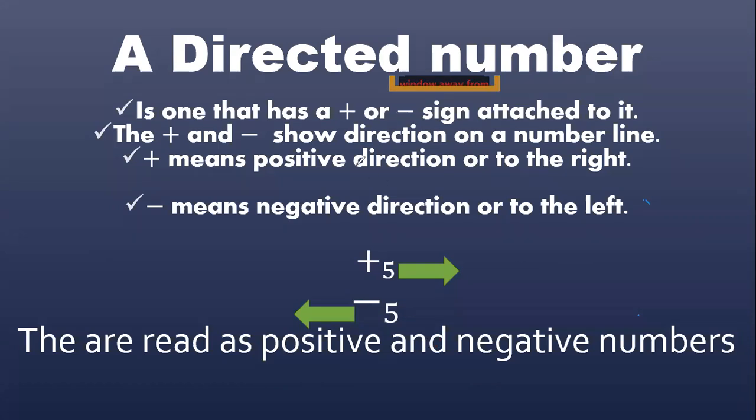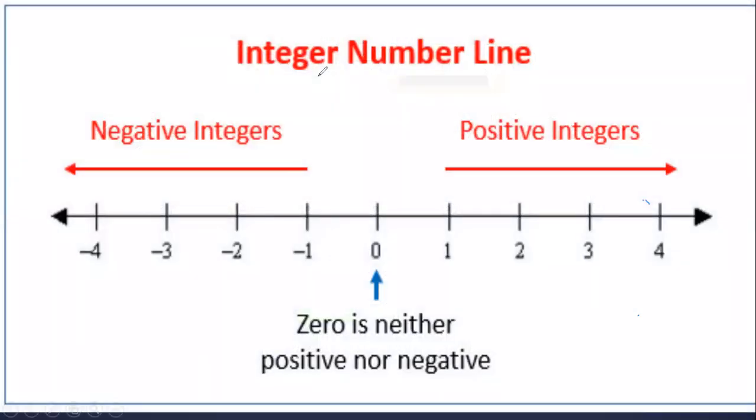If you look at how we present these numbers on the number line, 0 is always the starting point of the number line, and 0 is neither positive nor negative. We can't say 0 is positive or 0 is negative. 0 is neutral. Then on the right hand side, we have positive integers: positive 1, positive 2, positive 3, positive 4. And on the left of 0, we always have negative integers: negative 1, negative 2, negative 3, negative 4. So that is how we move about with the number line.